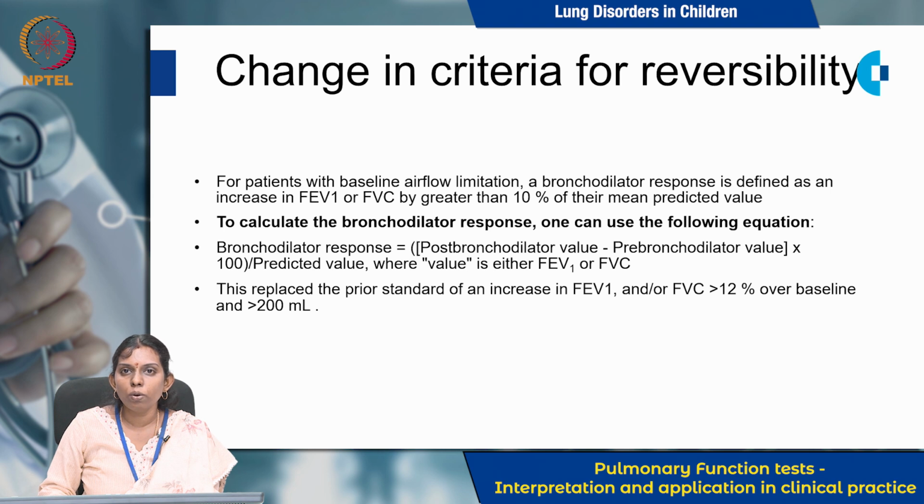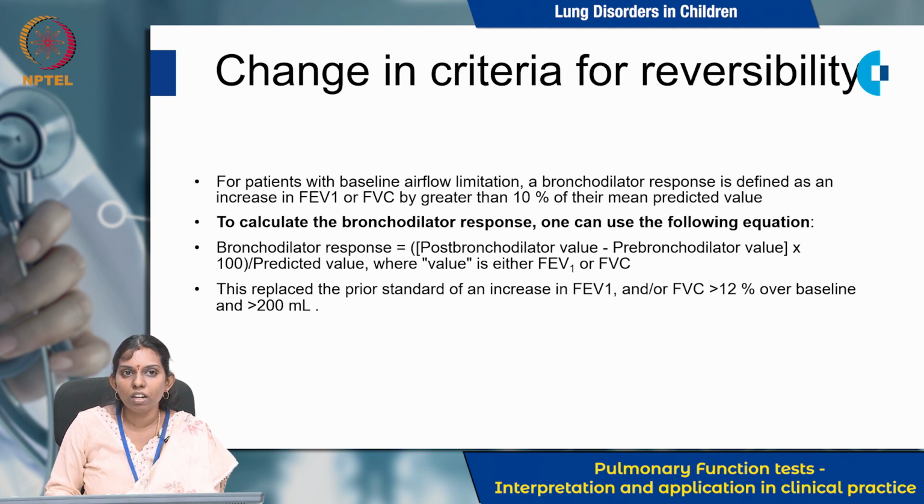So, how do they calculate the bronchodilator response? We said there should be an increase in FEV1 or FVC. So, how do we calculate? There is an equation for calculating the bronchodilator response: post-bronchodilator value minus pre-bronchodilator value, where the pre-bronchodilator value is before you administer the bronchodilator and the post-bronchodilator value is after its administration, multiplied by 100 and divided by the predicted value. The predicted value could be either your FEV1 or your FVC.